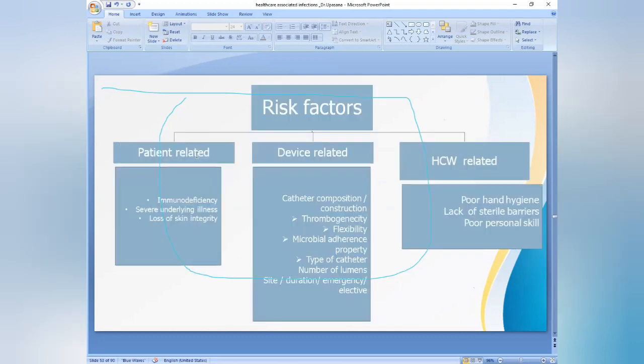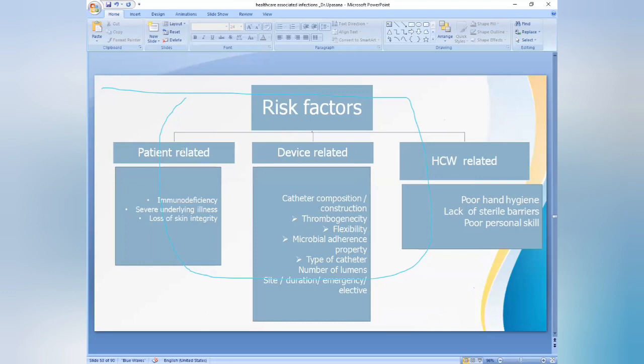Talking about the different risk factors, as we spoke about in catheter associated UTI, the same is the case with catheters with multiple lumens. What are the device related, what are the patient related, and what are the healthcare or caregiver related challenges we face, which become risk factors for central line associated bloodstream infections. When you talk about patient related: of course the age, the immune compromised status, any underlying diseases, or loss of skin integrity. Device related has to be catheter related only.